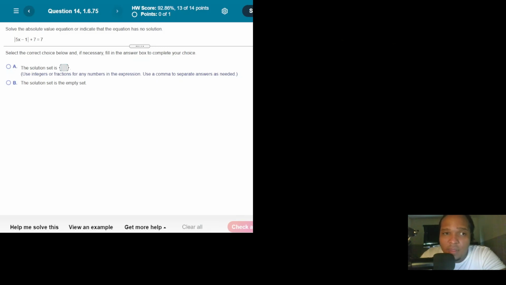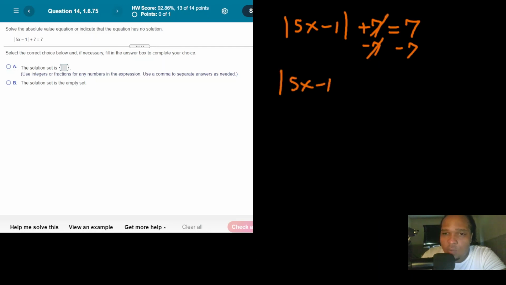All right, this is the last problem. This is question 14. Let's go ahead and do the grand finale here. The absolute value of 5x minus 1, plus 7, is equal to 7. Very interesting. All right, let's start by getting the absolute value by itself by subtracting that 7 from both sides. So we have the absolute value of 5x minus 1 is equal to 0.